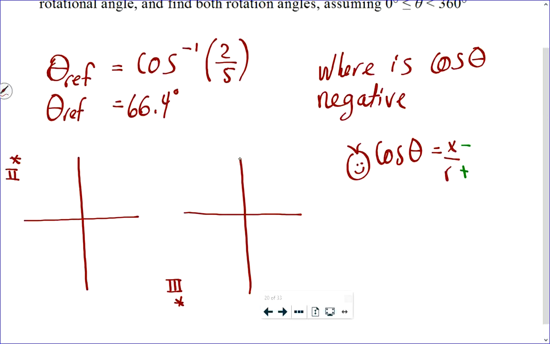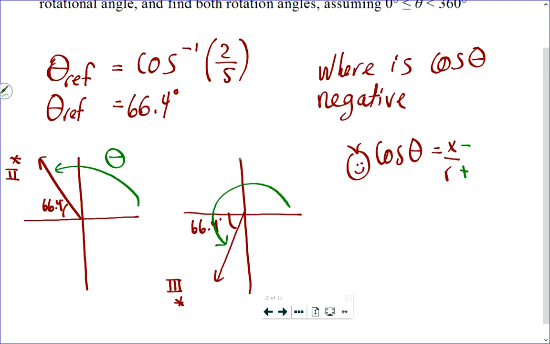So I draw or sketch a terminal arm in quadrant 2 and a terminal arm in quadrant 3 with a reference angle of 66.4 degrees for each of them. Then I figure out what the rotation angle is, which would be that. And I figure out what this rotation angle would be, which would be this. So remember, the number that pops out of your calculator is not the answer to the question. It's only the reference angle. If it's in quadrant 2, what I'm going to need to do is take 180 degrees and subtract that 66.4.